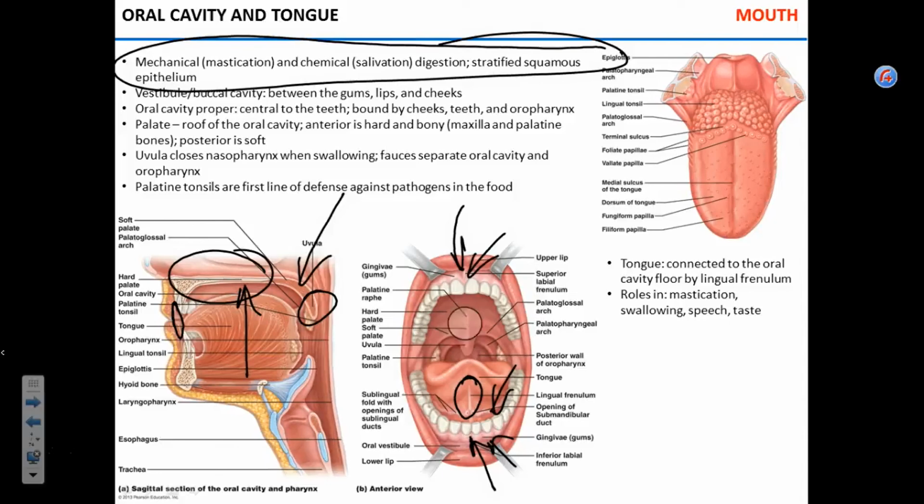And then you have two arches, palatoglossal and palatopharyngeal. So palatoglossal: palatine and tongue. Palatopharyngeal: palatine and pharynx. Does that make sense? And I believe this picture shows you a sick person. You're going to have palatine tonsils, usually not that white, not that easily noticeable.